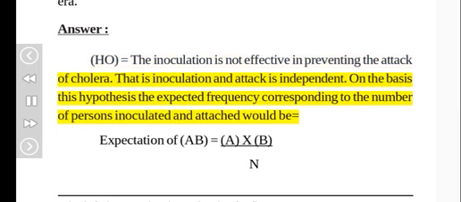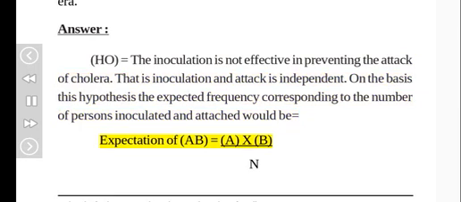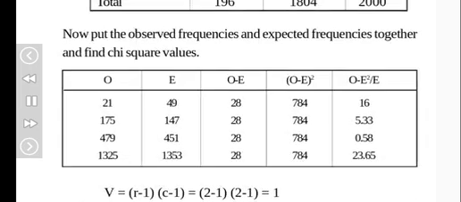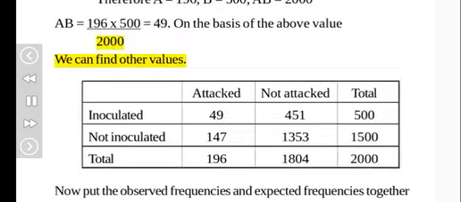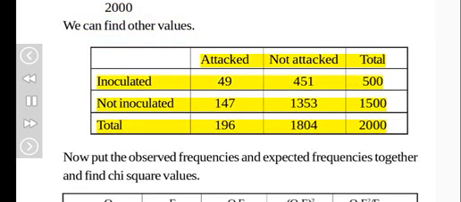Under this hypothesis, the expected frequency corresponding to the number of persons inoculated and attacked would be: Expectation of AB equals A × B / N. Here A equals total of a column, B equals total of a row, and N equals the grand total. Therefore A equals 196, B equals 1500, N equals 2000, so AB equals 196 × 1500 / 2000 equals 147. On the basis of the above value we can find other values. Attacked, not attacked, total: inoculated 49, 1451, 1500; not inoculated 147, 1353, 1500; total 196, 1804, 2000.